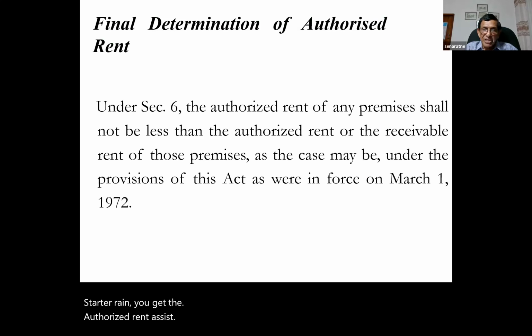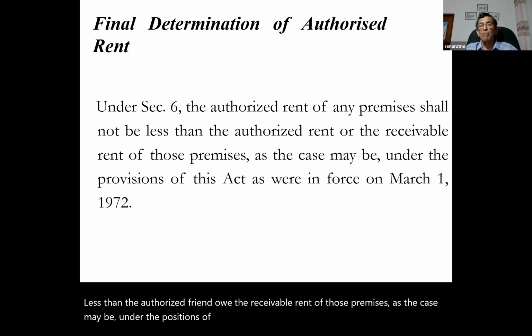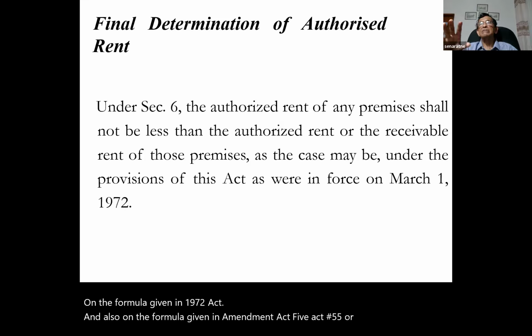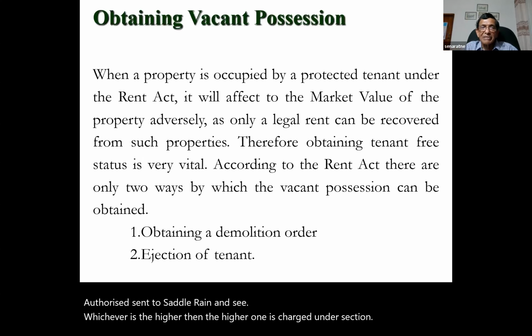Final determination of authorized rent. Under Section 6, the authorized rent of any premises shall not be less than the authorized rent or the receivable rent of those premises, as the case may be, under the provisions of this Act as in force on March 1, 1972. So, to determine the rent that can be recovered, you have to calculate the rent on the formula given in the 1972 Act and also on the formula given in Amendment Act number 55 of 1980. Both of these you have to calculate, authorized rent or standard rent, and see whichever is the higher. Then the higher one is charged under Section 6 of the Rent Act.